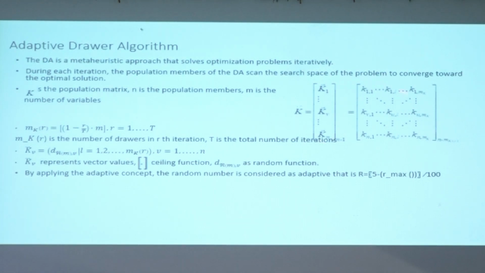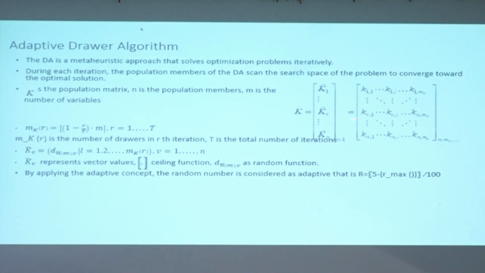That is nothing but the drawer matrix. How will we make it adaptive? Using a formula, by applying the adaptive matrices. The random number which is considered, using this formula 5 into R max by 100, I am making this the adaptive drawer algorithm.